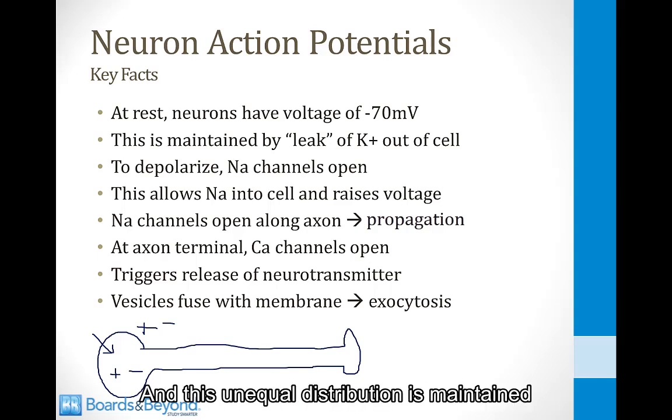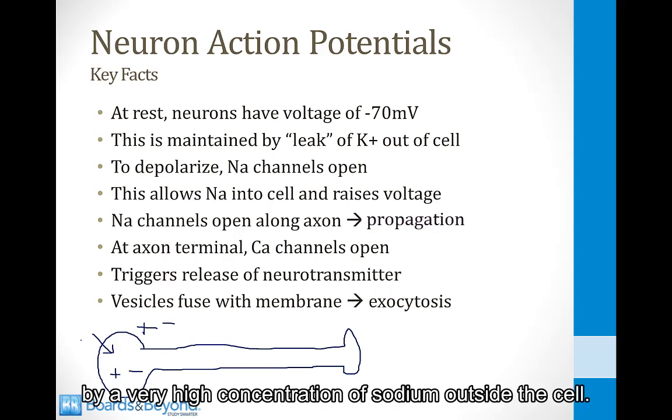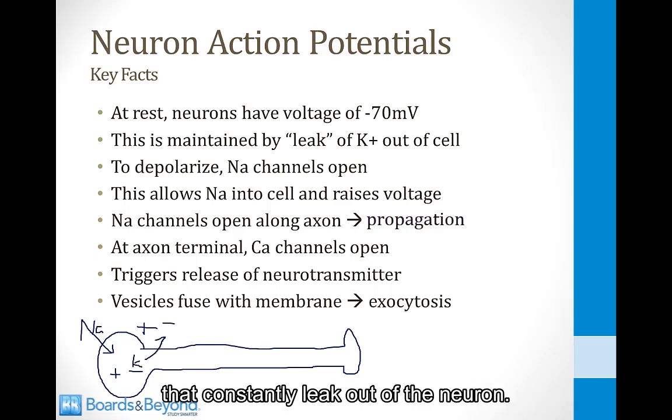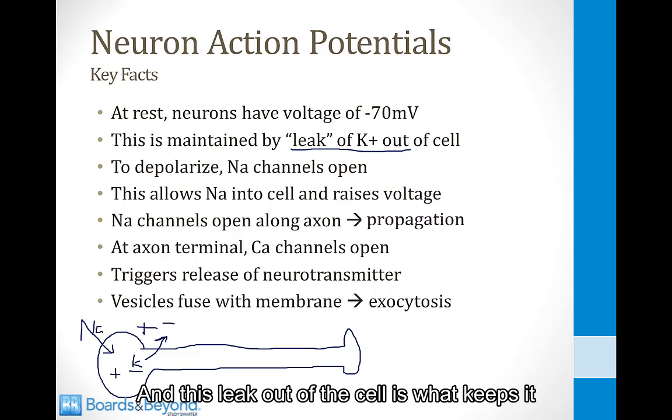the cell. And this unequal distribution is maintained by a very high concentration of sodium outside the cell. And then there are potassium ions inside the cell that constantly leak out of the neuron. And this leak out of the cell is what keeps it at minus 70 millivolts at rest.